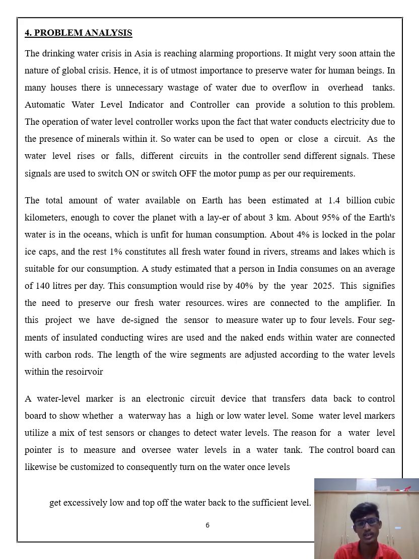A water level marker is an electronic circuit device that transfers the data back to the control board to show whether a waterway has a high or low water level. Some water level markers are usually a mix of test sensors or switches to detect water levels. The purpose of a water level pointer is to measure and oversee the water level in a water tank. The control board can likewise be customized to automatically turn on the water once levels get excessively low, and turn it off once the water is back at a sufficient level. The rest of my team members will explain with you.